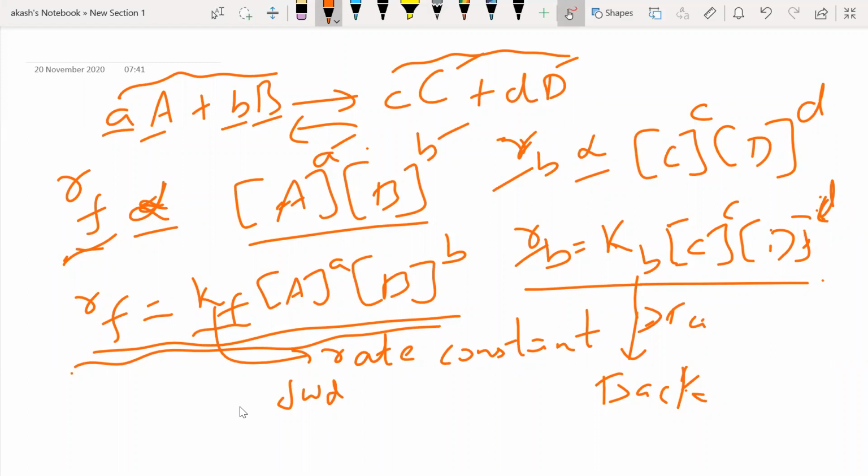What is the condition for equilibrium? Now, obviously, until equilibrium is reached, RF and RB will not be the same, right? They will be different values. But once equilibrium has been reached, as I told you, RF and RB are going to become equal.